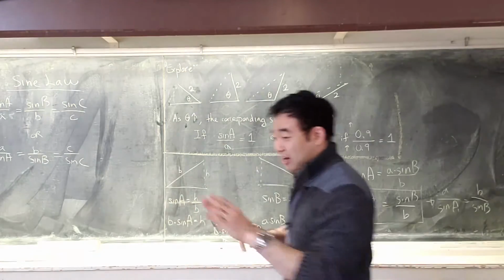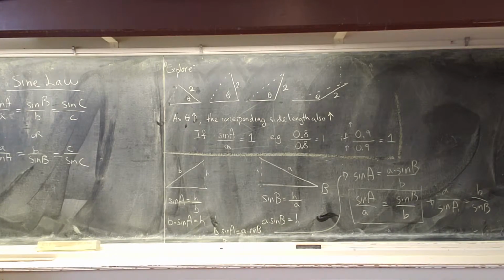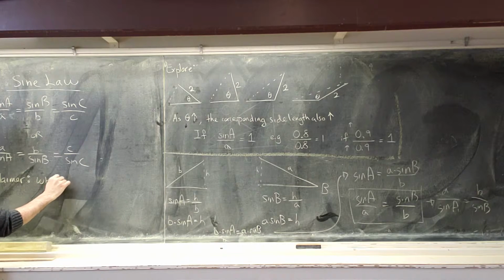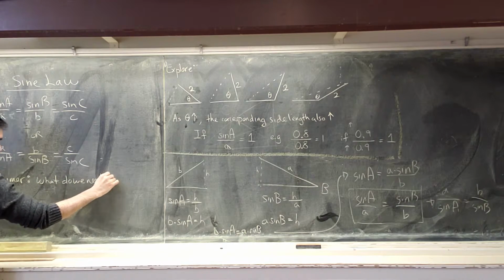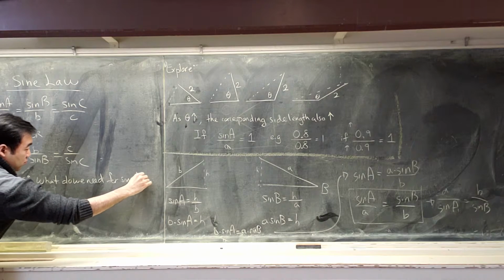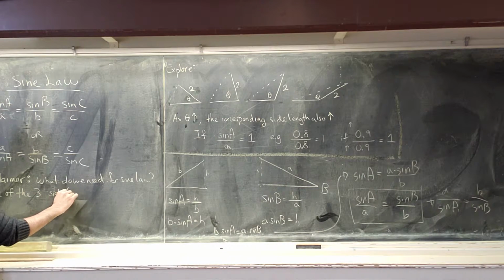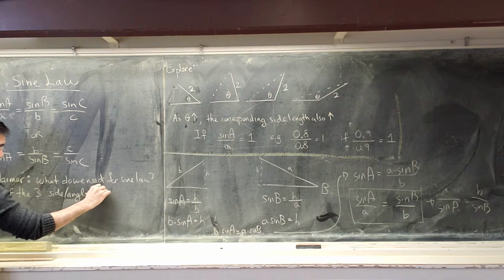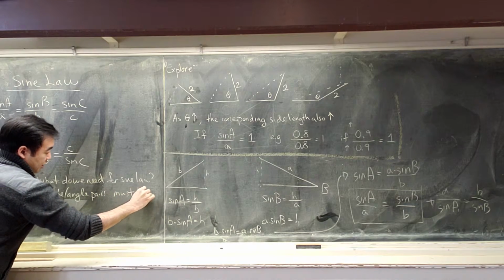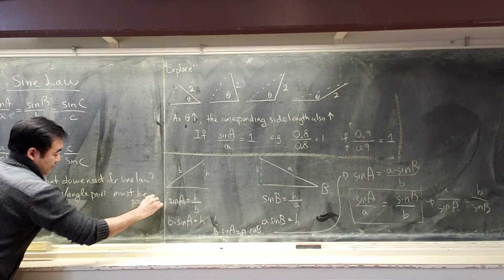So here's a disclaimer, and again, I'm going to write this down, but if you want to write it on your scrap piece of paper, I'm going to add a disclaimer to this, okay? Disclaimer. What do we need? One of the three side-angle pairs must be provided.